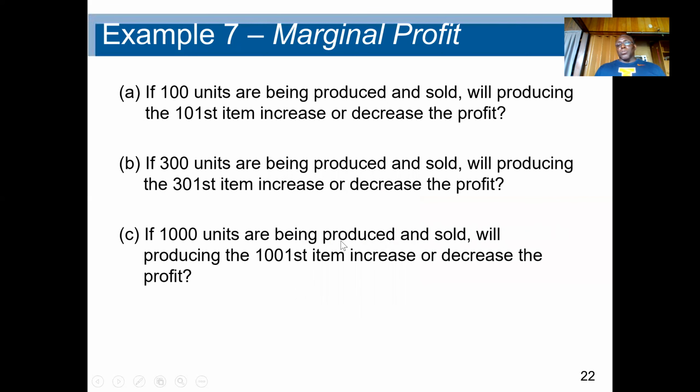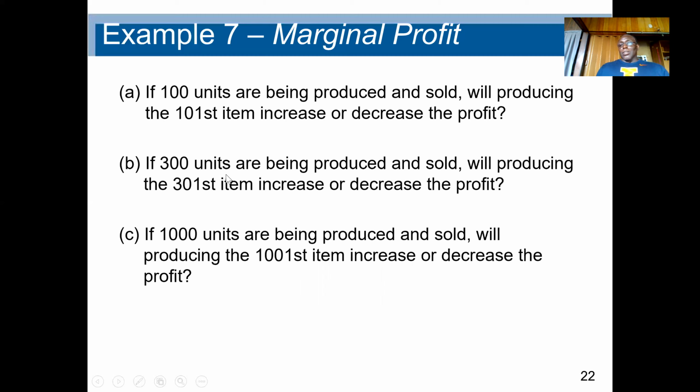So if 100 units are being produced and sold, will we produce the 101st item, increase or decrease the profit? If 300 units are being produced and sold, will the 301st item either increase or decrease the profit? If 1,000 are being produced, this is the same example as the previous question. So if I want to solve this problem, I just have to plug 100 into the derivative of the function, the marginal profit. And the answer I get means what? Same as what we did in revenue and also the cost. It means the profit I will get when I produce the next item, which will be the 101st.